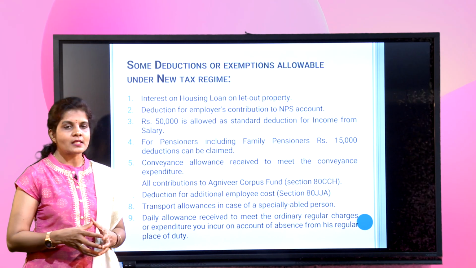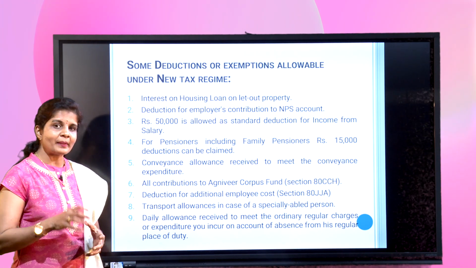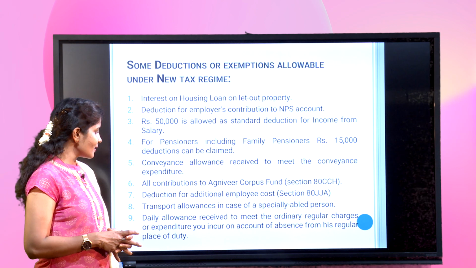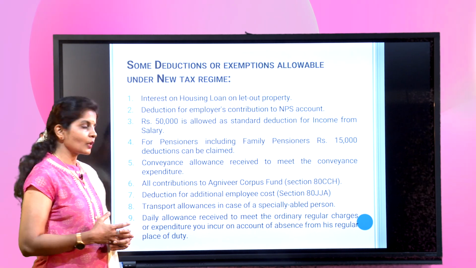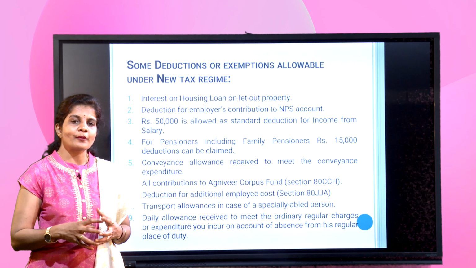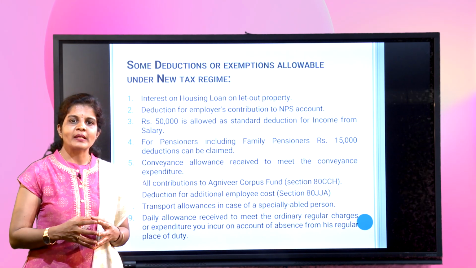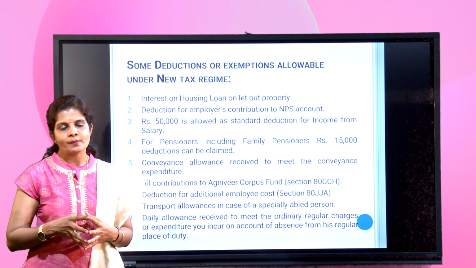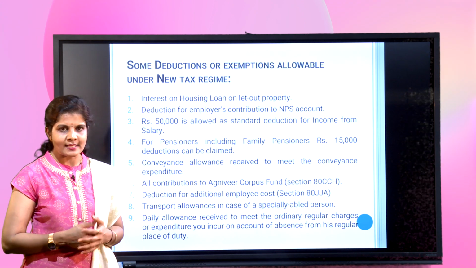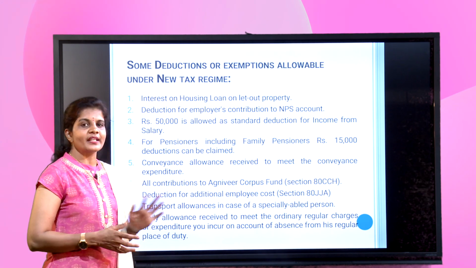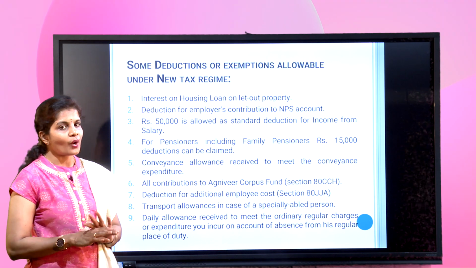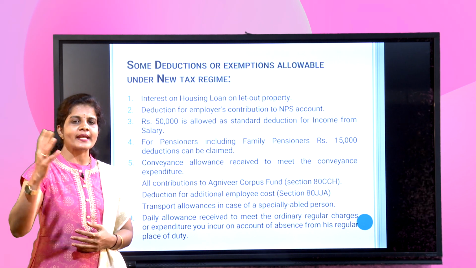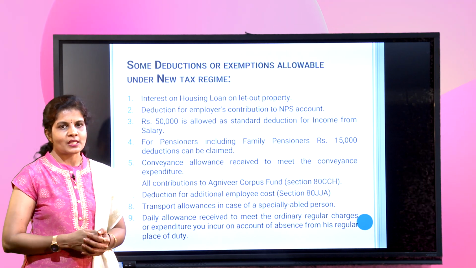Next, daily allowances received from an employer to meet the ordinary regular charges or expenditure incurred on account of absence from his regular place of duty. For example, if an employee is transferred to another place, the transportation expenditure for official duty received from the employer can be allowed as a deduction here. Only these kinds of deductions are allowable under the new tax regime, but not all the deductions, whereas the old tax regime has more deductions where we can claim more exemptions.